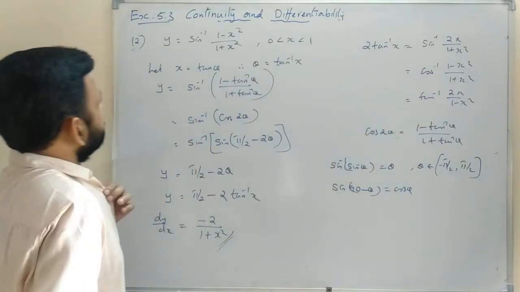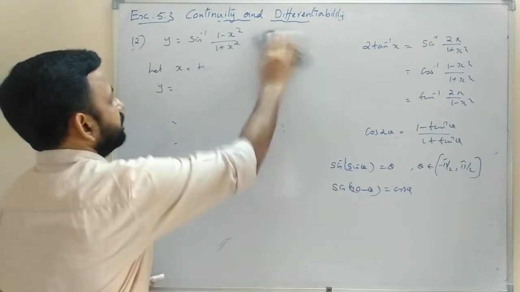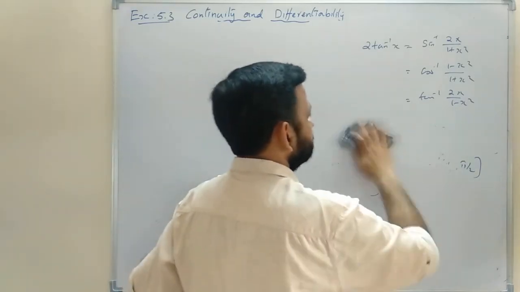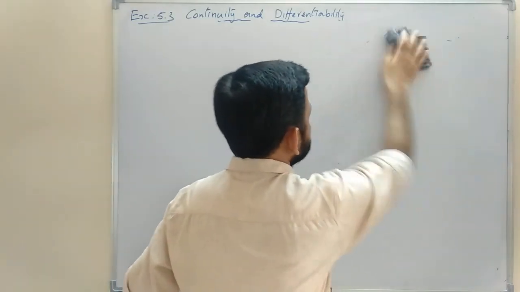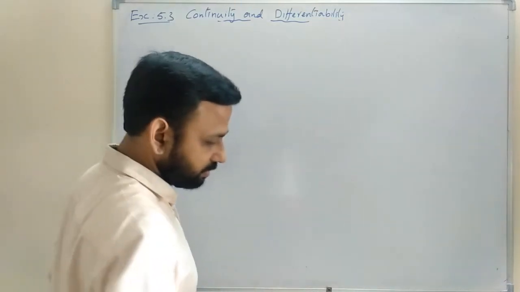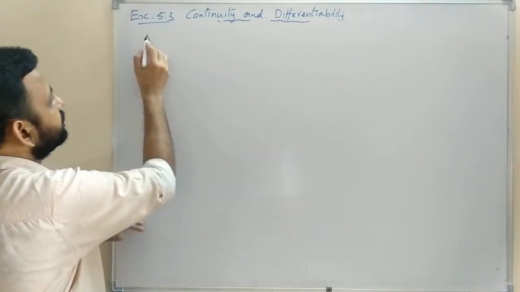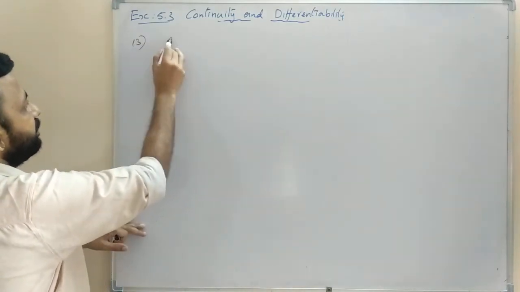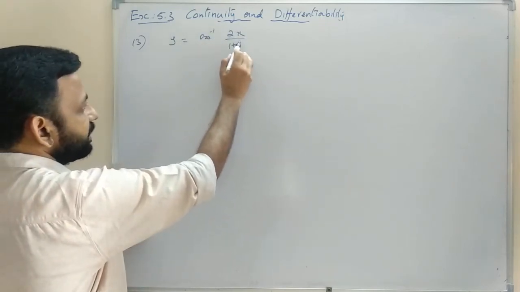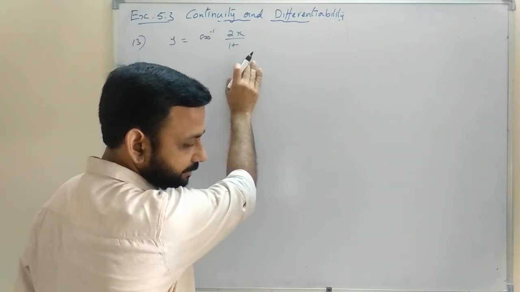Now we have done the 12th question, then 13, 14 and 15. Question number 13: y is equal to cos inverse of 2x upon (1 plus x square).